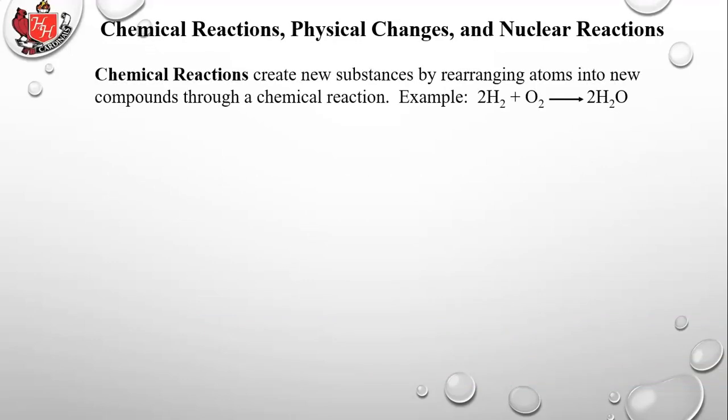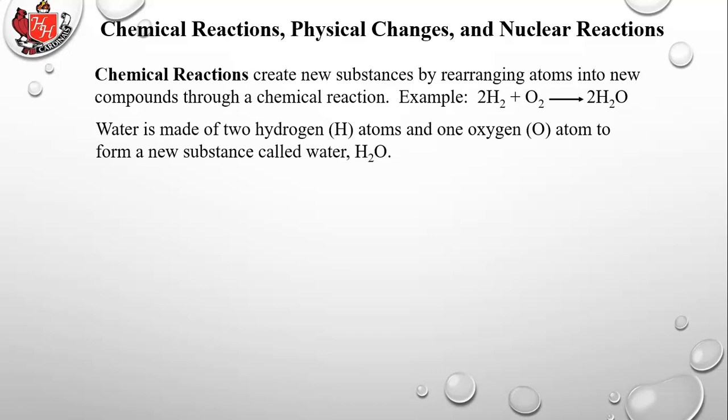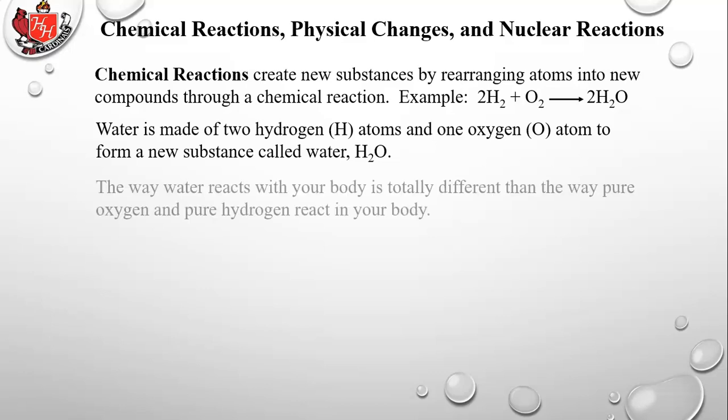Chemical reactions create new substances by rearranging atoms into new compounds through a chemical reaction. Water is made of 2 hydrogen atoms and 1 oxygen atom to form a new substance called water, H2O.